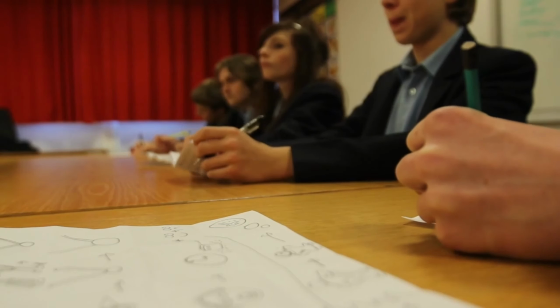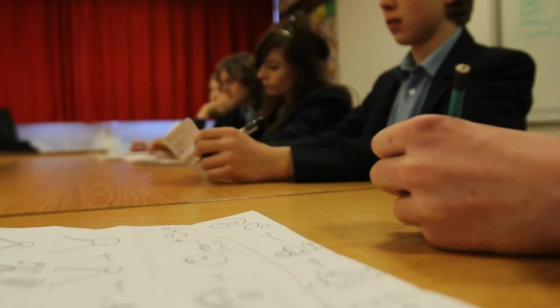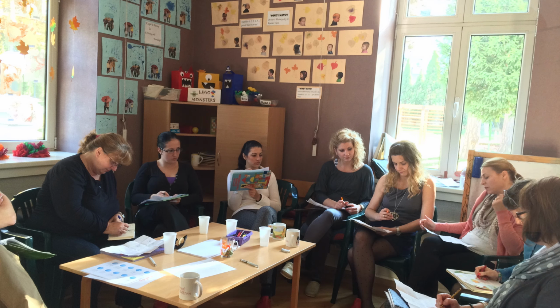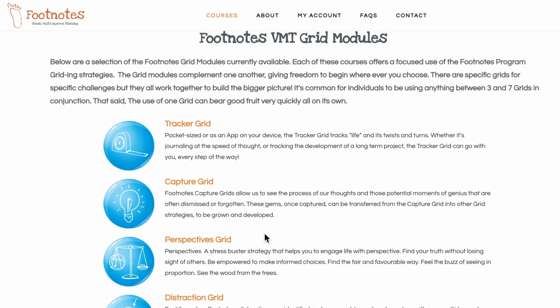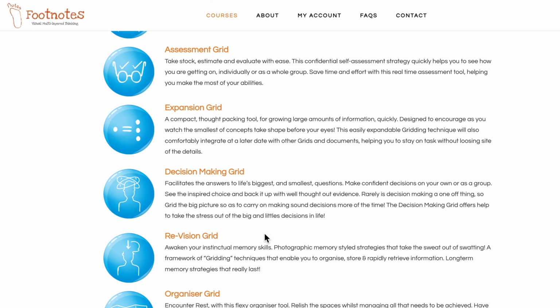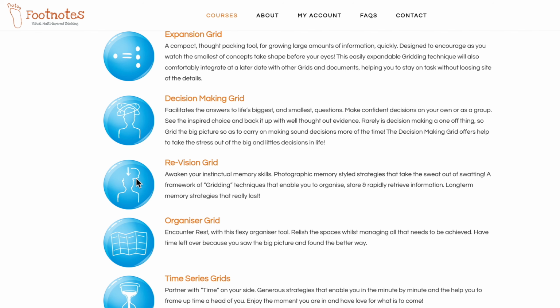And this is really easy for us to transfer that knowledge either to you or to the students themselves in peer-to-peer projects. Another way of doing it would be to invite Footnotes to come and be with you for, say, a week or intermittently throughout the term to introduce to, for example, a year group. So there are 33 different grid modules ranging from revision-based strategies through to personal management.